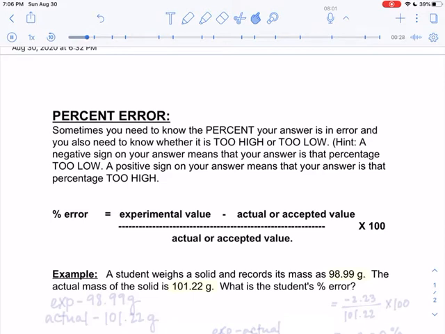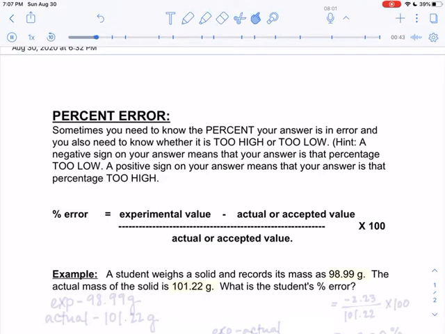So if it is negative, your percent error becomes negative. It's that percentage too low. If it is positive, then it is that percentage too high. So we're going to look at our first example.